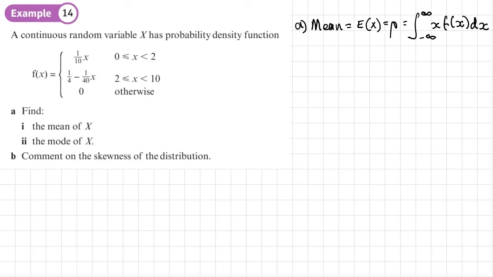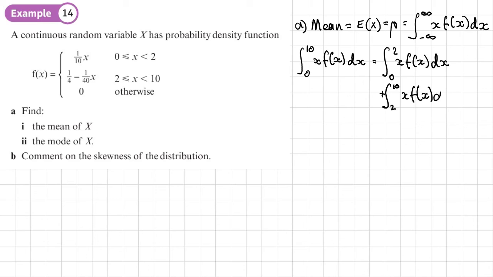And since we've got this piecewise function here, we need to find the mean of this and add it to the mean of this. So actually for this question, if I want to find the mean between 0 and 10 of this function, I've got to integrate between 0 and 2 whatever the piecewise function is between 0 and 2, and add to that what I get between 2 and 10 for the piecewise function between 2 and 10.